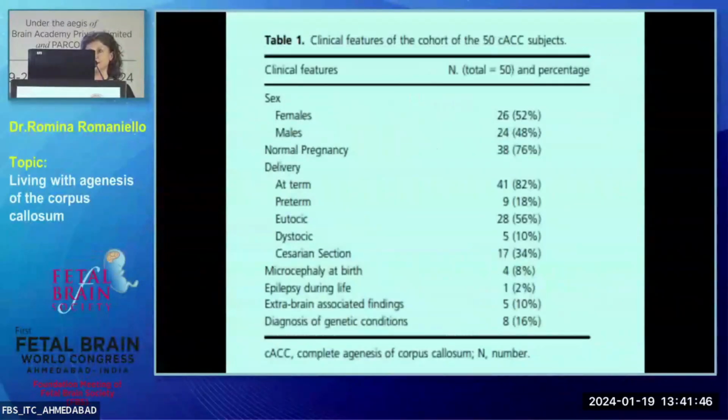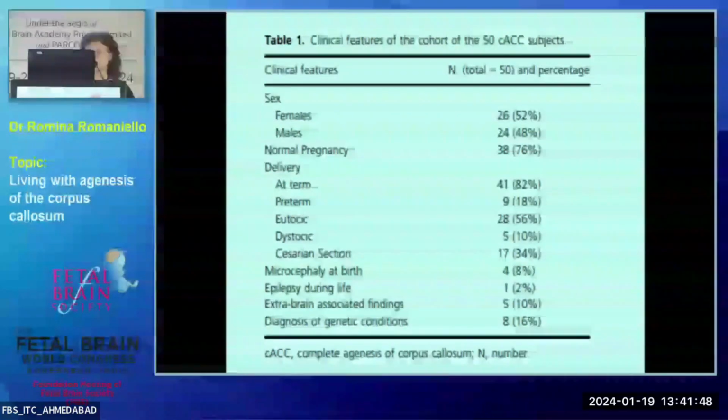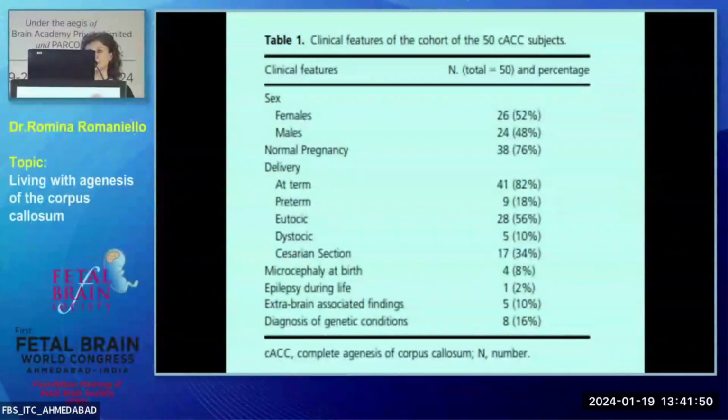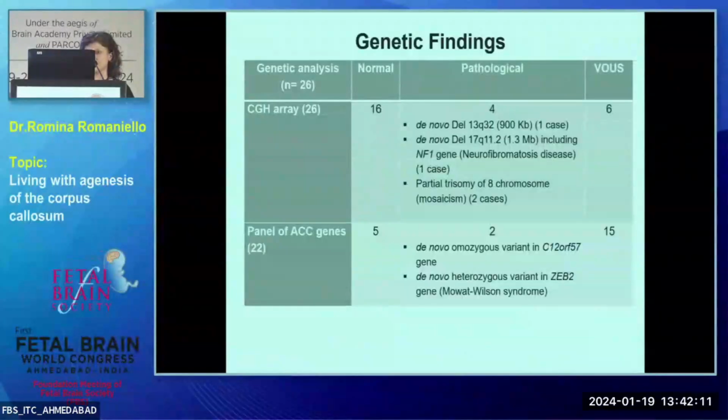These are the clinical features of the cohort of the 50 complete AC subjects. You can see that there were 52% female subjects, normal pregnancy and delivery in 82%, microcephaly at birth in 8%, epilepsy in 2% of subjects, extra-brain associated findings in 10%, and a diagnosis of a genetic condition in 16% of subjects.